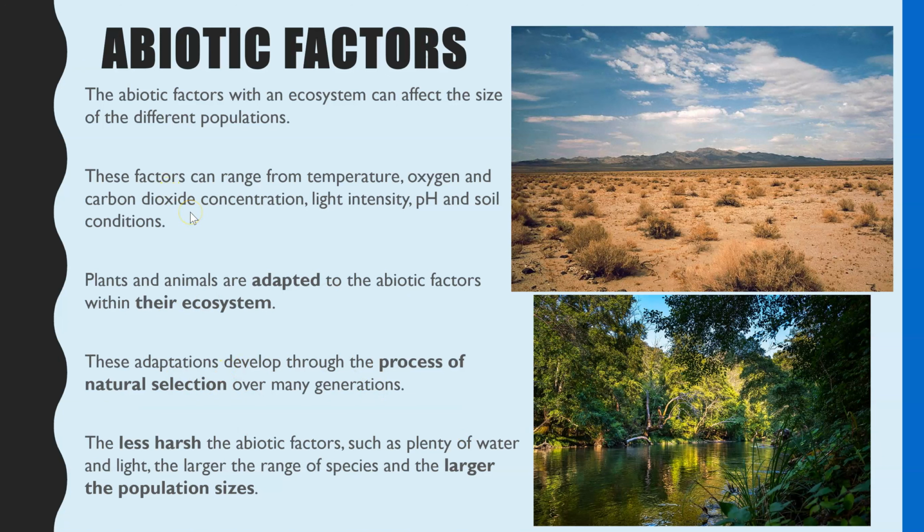Final thing linked to abiotic factors is the less harsh the abiotic factors. And what I mean by that is you have plenty of all the conditions you need. So it could be plenty of water, light. That would then mean that that particular ecosystem is able to support a much larger range of species, and each species will be able to have a larger population size.